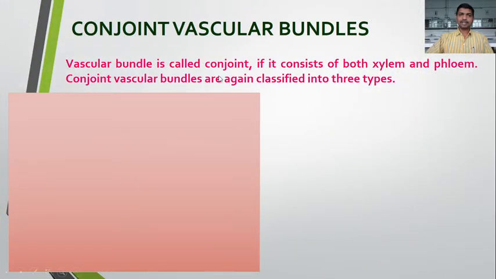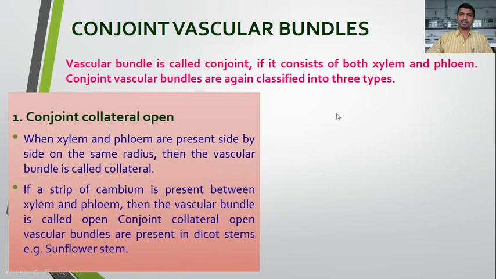Here vascular bundle is called conjoined if it consists of both xylem and phloem. Conjoined vascular bundles are again classified into three types. So these conjoined vascular bundles are characterized by the fact that if the vascular bundle consists of both vascular tissues, that is xylem and phloem, such type of vascular bundle is a conjoined vascular bundle. These are again classified into three types. Okay, so one by one we are going to study these three types of vascular bundle.